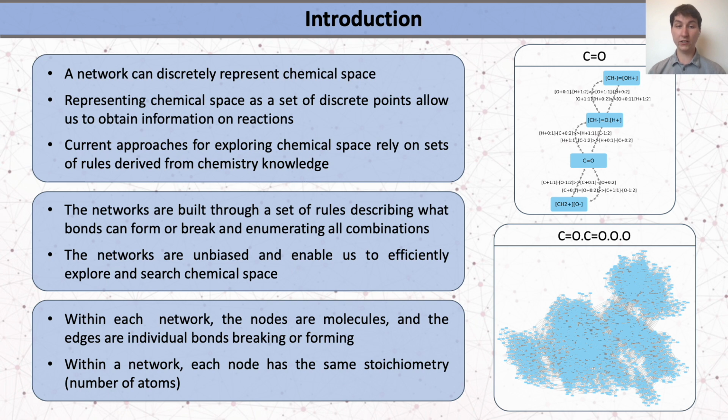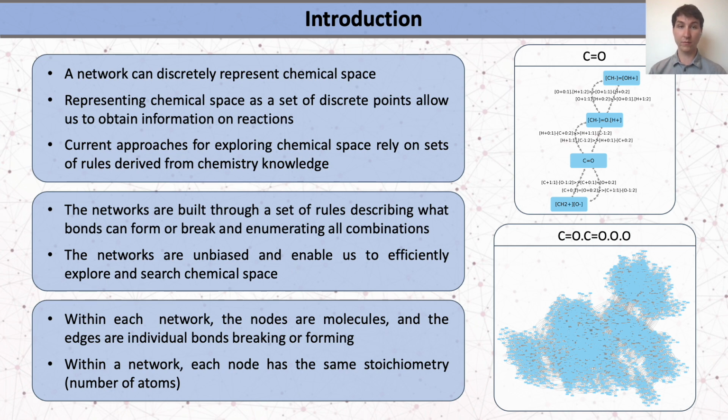Within each of our networks, the nodes are molecules and the edges are individual bonds either breaking or forming. Within each network, each node has the same stoichiometry, which means the same number of atoms. And here on the slide, we give two examples of networks. The first is for a formaldehyde network, which doesn't have a lot of node options. And the second is for two formaldehydes and two waters, and we can see that this network is much, much larger.